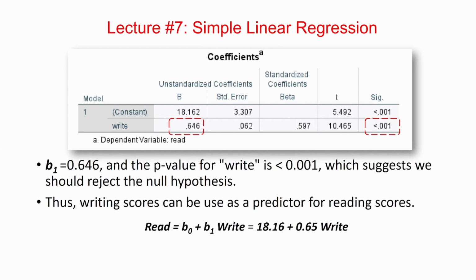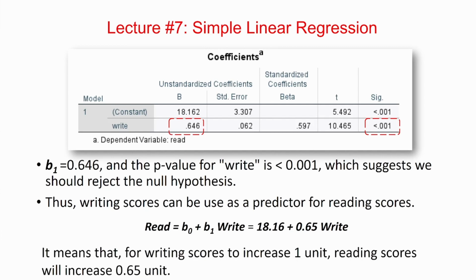And we can actually write out this statement. The intercept is 18, and 0.65 is for B1. This statement can help us understand the relation between reading and writing. It tells us that for the writing score to increase 1 unit, the reading score will increase 0.65 unit. That's the basic meaning of this statement.